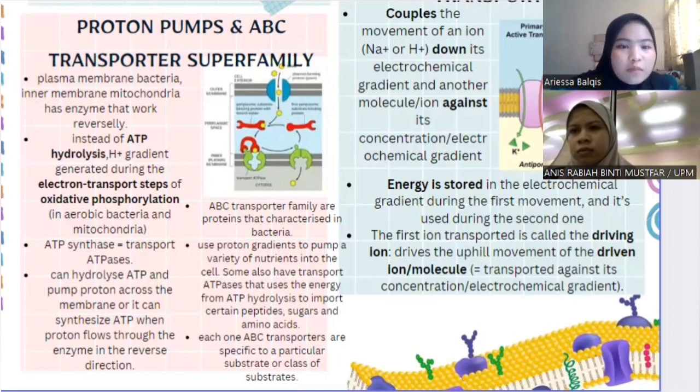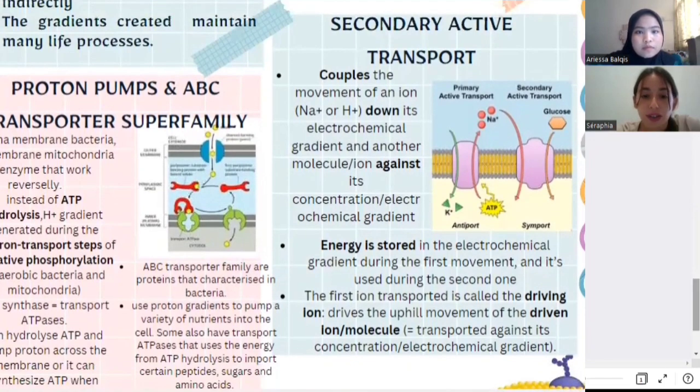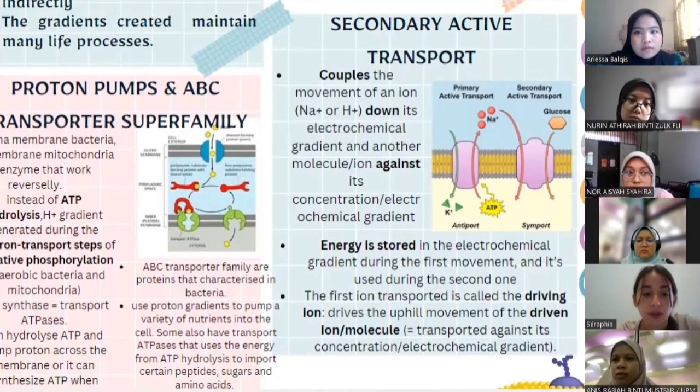Okay, I think that's all from me, and next I will pass to the last presenter. So the last part of our presentation is secondary active transport. It's another form of active transport. The transporter protein couples the movement of an ion such as Na+ or H+ down its electrochemical gradient and another molecule or ion against its concentration or electrochemical gradient.